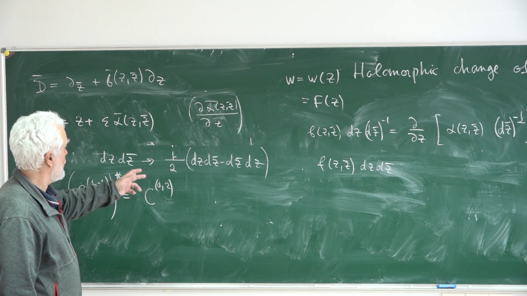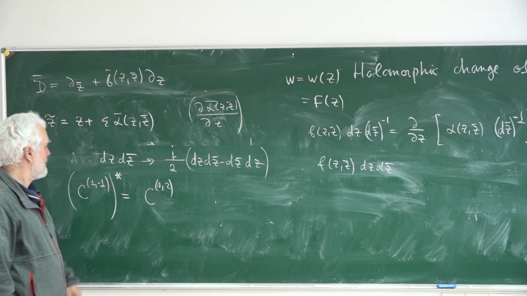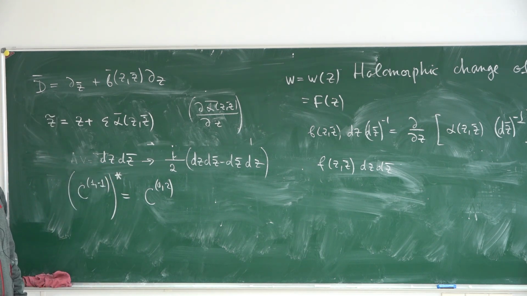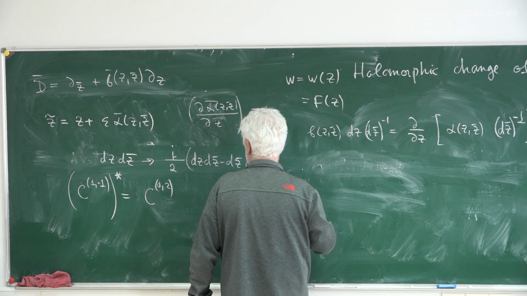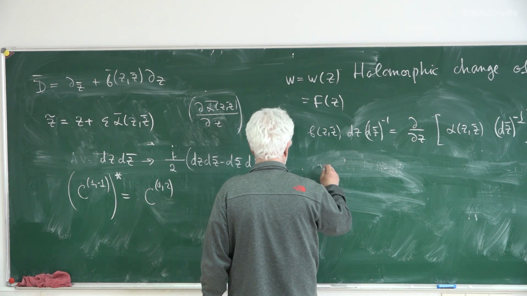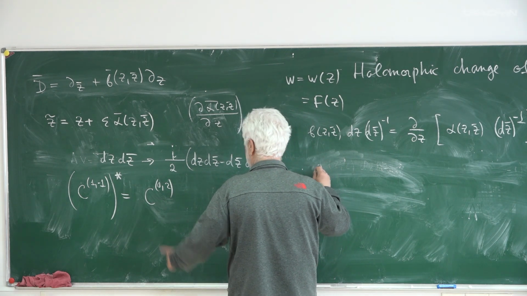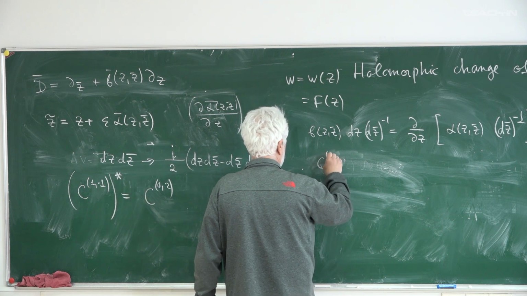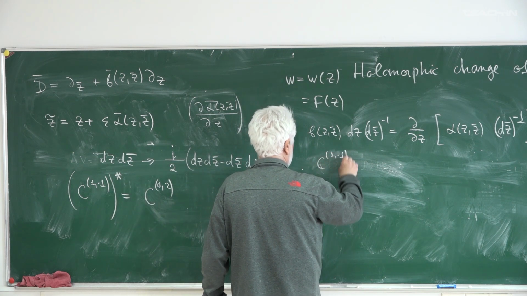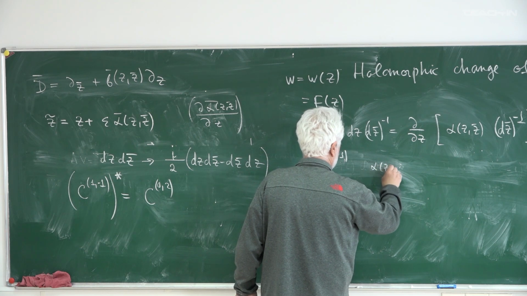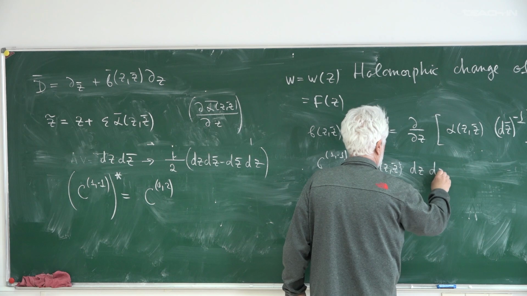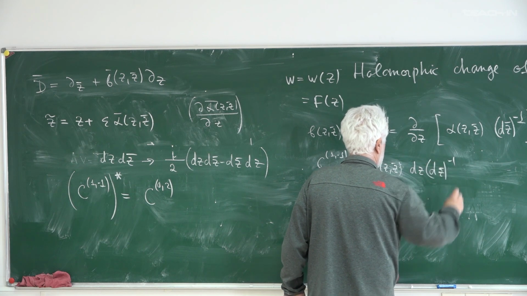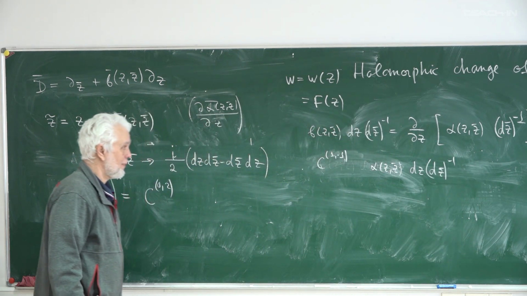Because you have to obtain an object of the type dz bar. So if you have an anti-holomorphic differential, yeah, this object, you see.